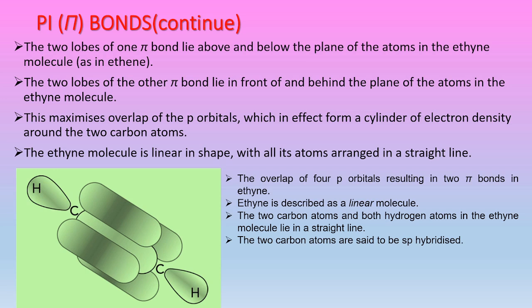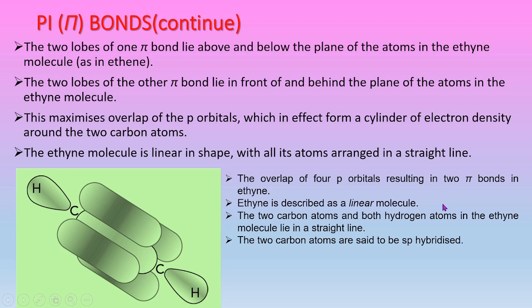The two lobes of one pi bond lie above and below the plane of atoms in the ethyne molecule as in ethene, as you can see here. The two lobes of the other pi bond lie in front and behind the plane of atoms in the ethyne molecule. This maximizes overlap of p orbitals, which in fact forms a cylinder of electron density around the two carbon atoms. The ethyne molecule is a linear shape with all atoms arranged in a straight line. In this, actually, there is overlapping of 4 p orbitals, which results in 2 pi bonds.